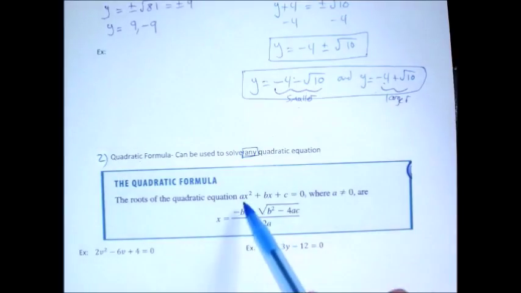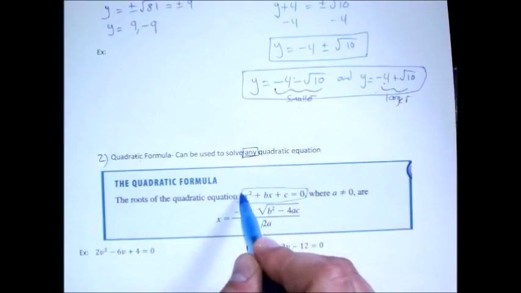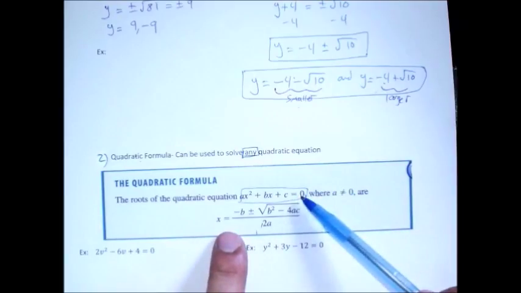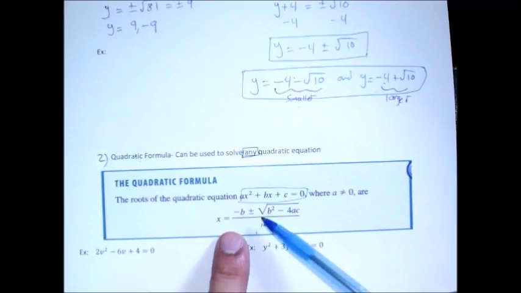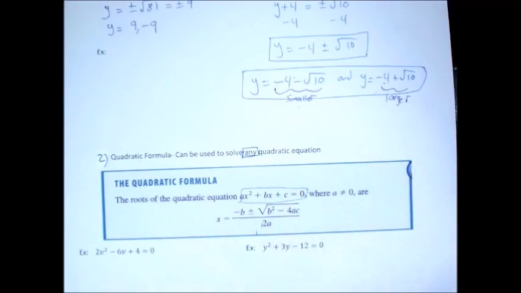So given an equation of this form, ax squared plus bx plus c equals 0, the roots of that equation are x equals minus b plus or minus the square root of b squared minus 4ac all over 2a. I know it's kind of nasty looking, but if you do it a few times, I feel usually it's not too bad to remember.